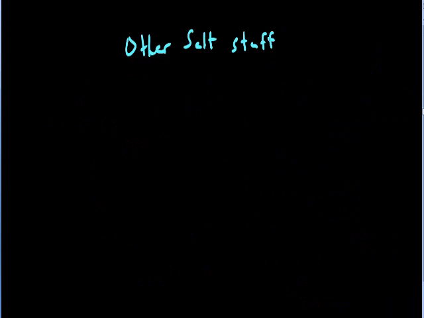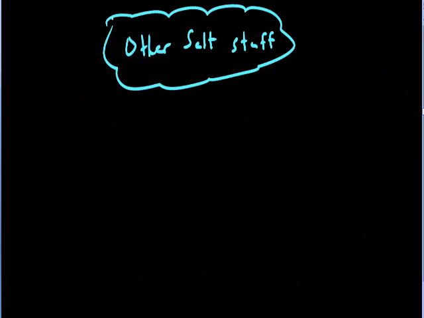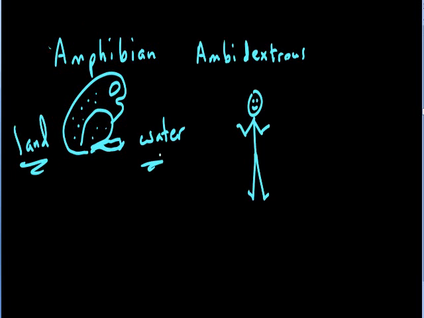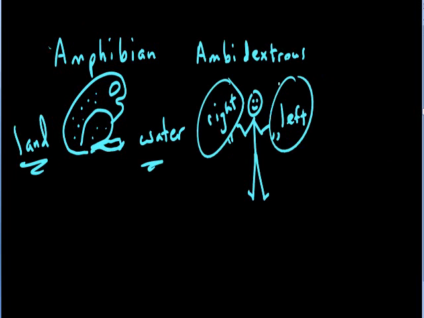Okay, let's turn our attention to some other things about salts and pHs of solutions. To introduce this topic, let's first take a look at something like an amphibian, which we know is something that can live on either land or water, such as a frog. And then we have the term ambidextrous, which indicates someone can use either their right or left hand or feet equally.